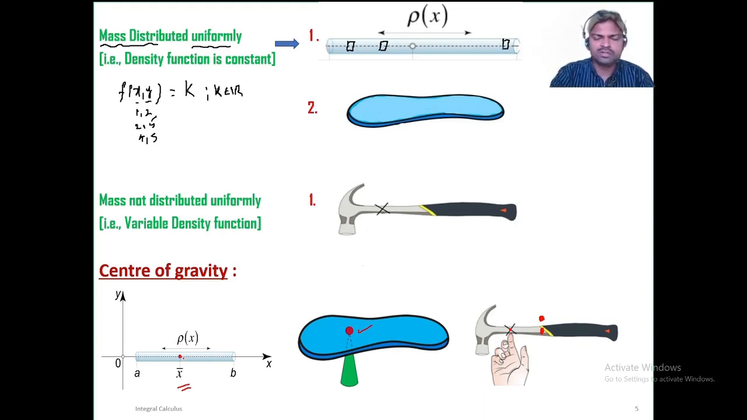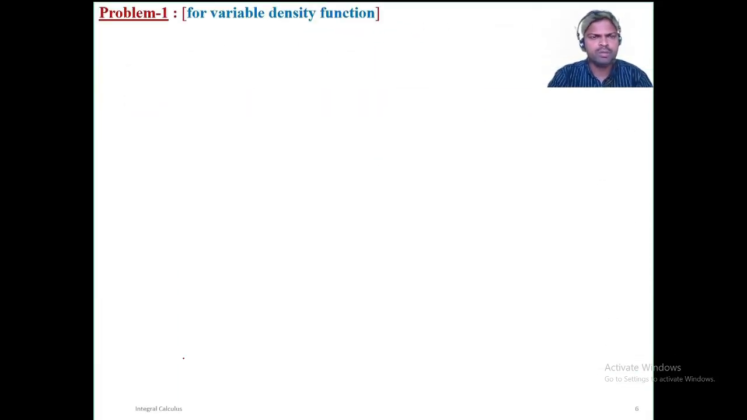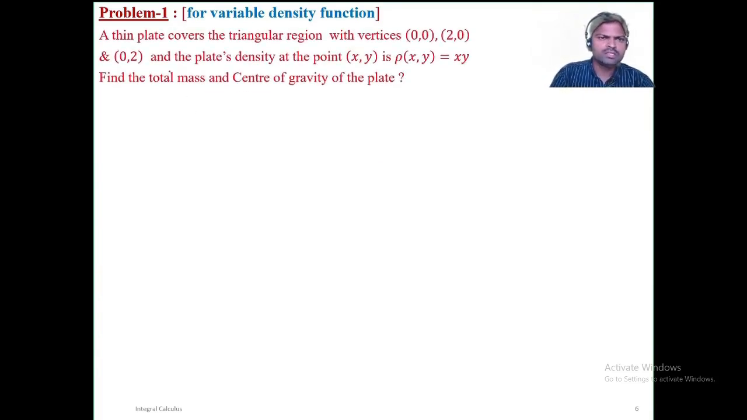Now let us enter into some problems. Problem number 1. It's about a variable density function. A thin plate covers the triangular region with vertices (0, 0), (2, 0) and (0, 2), and the plate's density at the point (x, y) is rho(x, y) = x y. That means the density is changing, so it is not uniformly distributed. Then find the total mass, capital M, and the center of gravity, (x bar, y bar). So these two we are supposed to find for this plate.